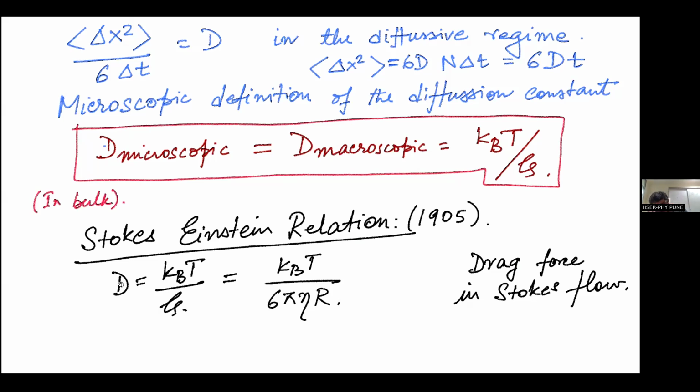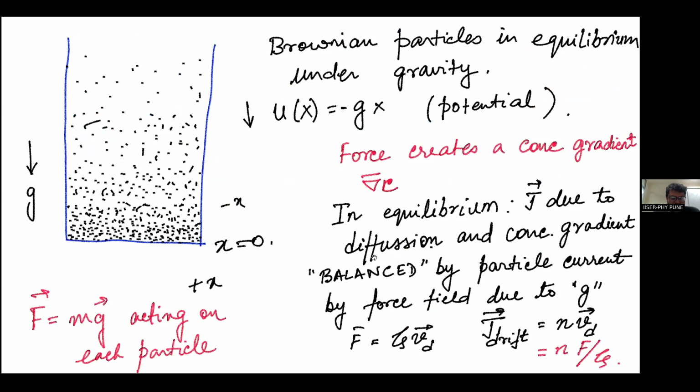This is not the rigorous derivation of how one can make sense of Stokes-Einstein's relationship. For that, what we shall consider is, suppose you have a tube, a glass jar, and you have Brownian particles suspended in the fluid, and a force due to gravity acting. The origin, x equal to 0, is this plane.